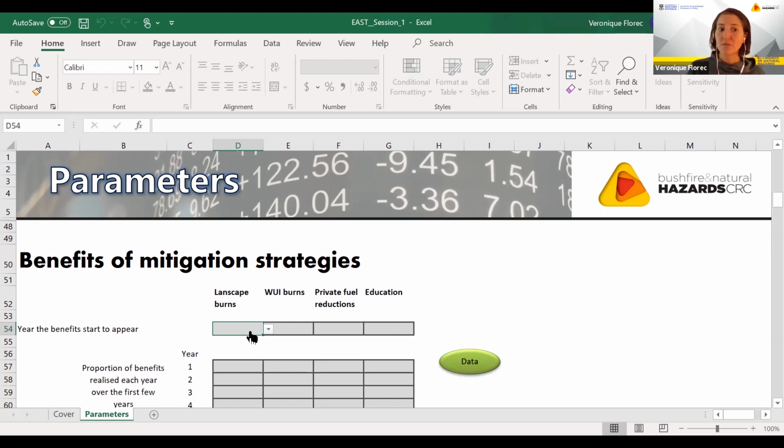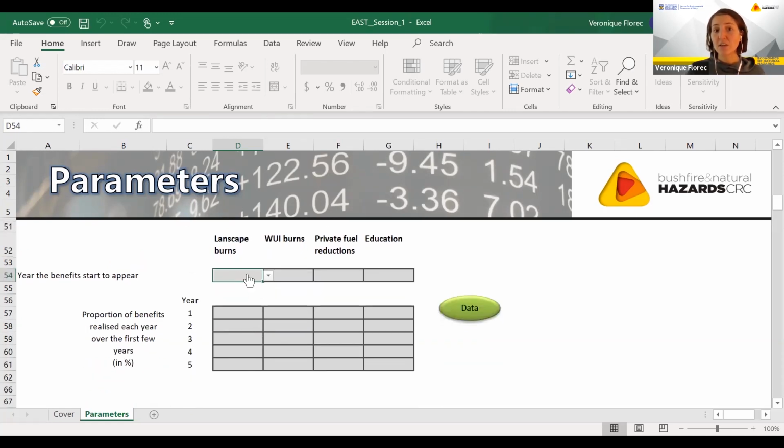But in some cases, for example, if we build a dam and it takes 10 years to build, maybe after 5 years it is halfway up, or maybe 70% of the dam has been built. It might already provide some protection to the catchment, not full protection as we are expecting. In that case, we need to tell the tool that the benefits start to appear around year 5 or year 6, because the works are not complete.